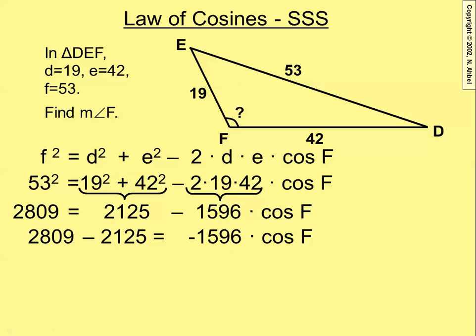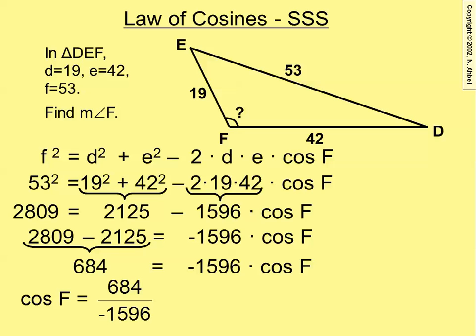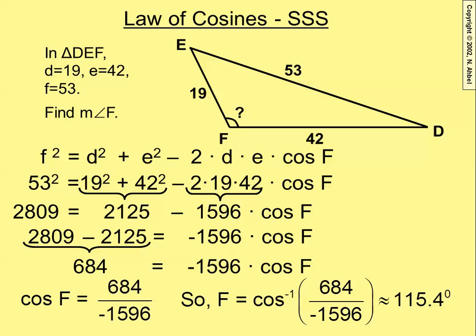So we subtract 2,125 from both sides. Now we're going to divide negative 1,596 into both sides. And then we have to take the inverse cosine. So capital F is equal to the inverse cosine of this ratio, which is approximately equal to 115.4 degrees. If you look here, that seems to make sense.